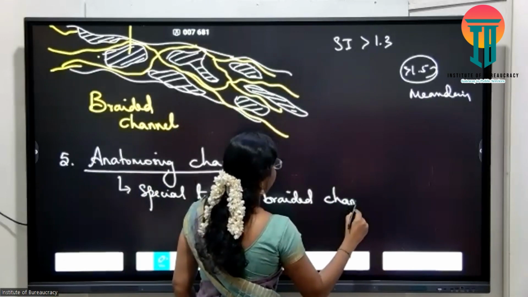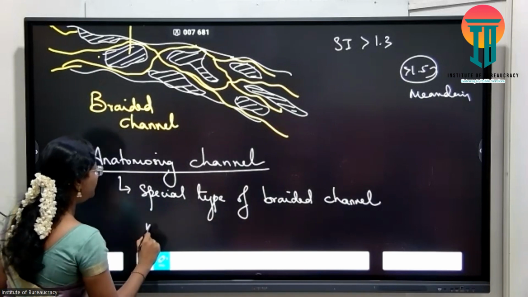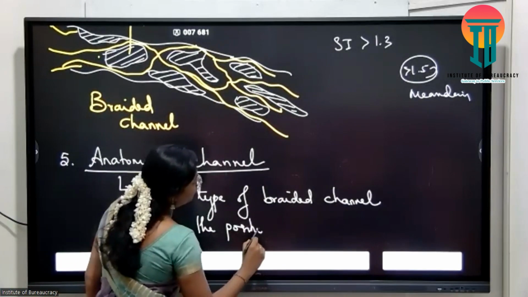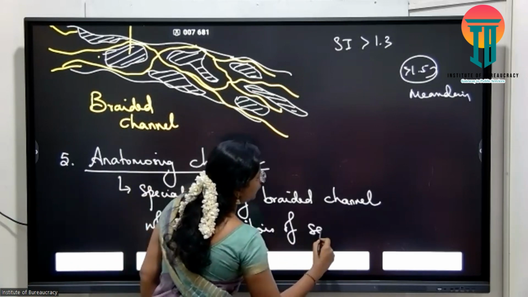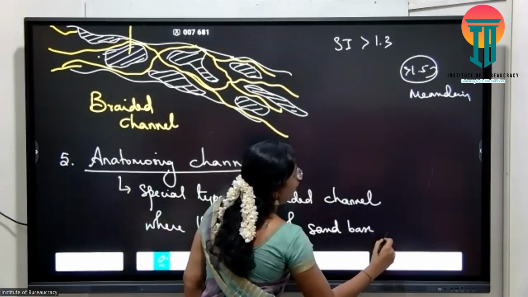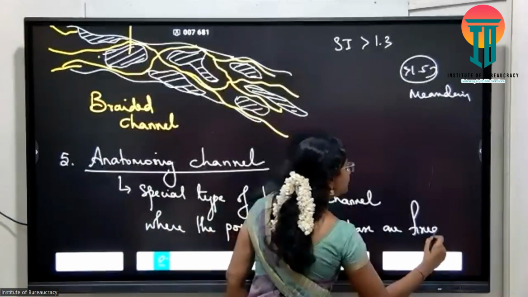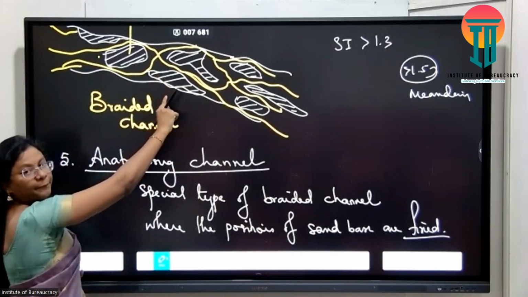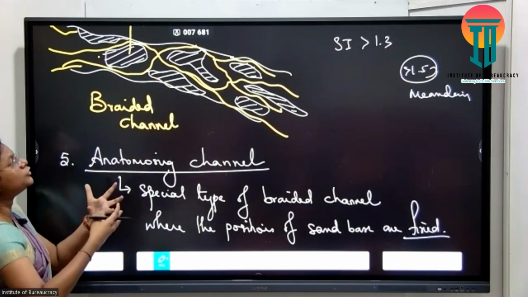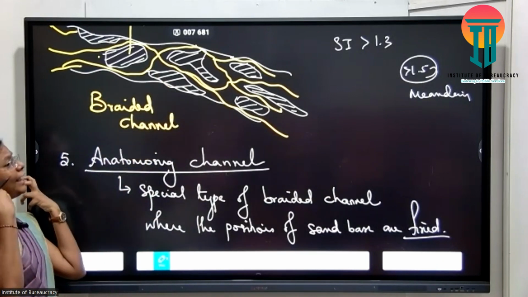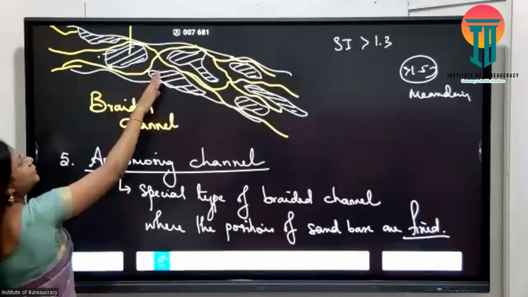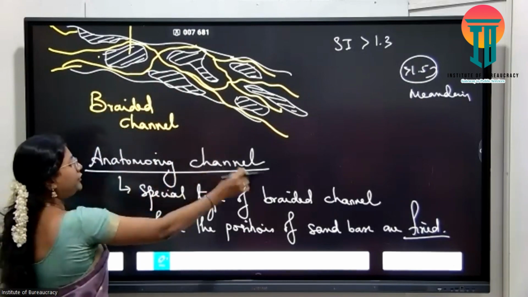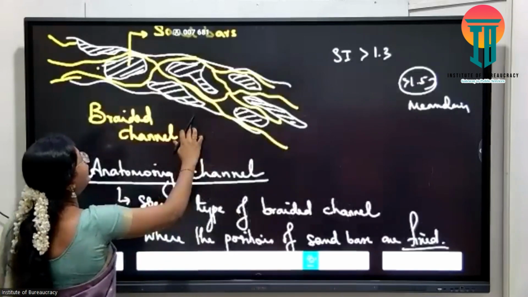Special type of braided channel where the positions of sandbars are fixed or permanent. Meaning, these are alluvial deposits. When the volume of discharge of water increases or whenever there is a heavy flow of water, these sediments could be washed away and their position is not fixed. These sandbars are of temporary nature or they have a shifting tendency.